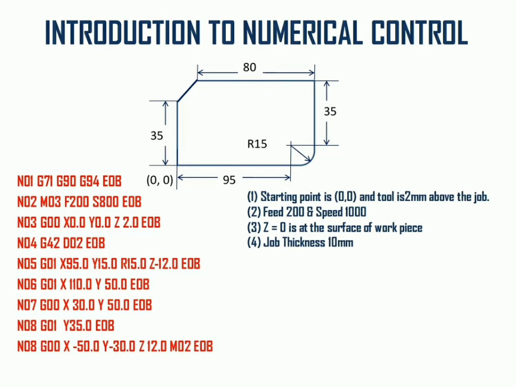Then from there, to the next machining point we move the tool with machining operation G01 Y35.0, EOB, and lastly we need to move the tool out of the job by rapid traverse from the machining point to a random position. G00 coordinates: X coordinate minus 50.0, Y30.0 and Z12.0. Stop the program, M02. So that's all about today's lecture. Thank you very much.